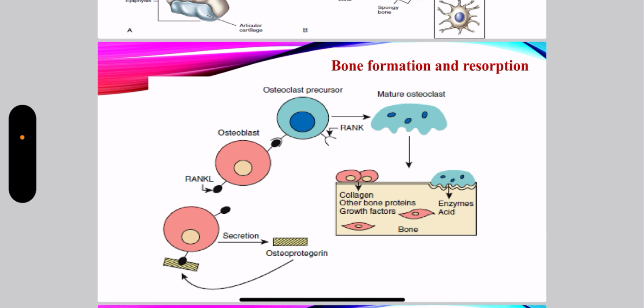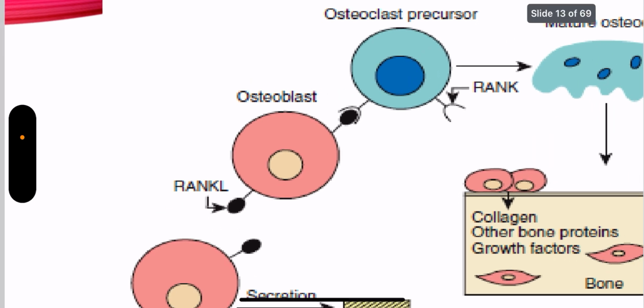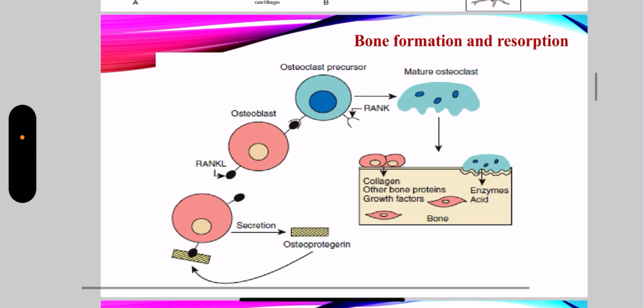So there are two terms on which you have to pay attention, RANK and RANKL. You can see in this figure. So what is RANKL? Receptor activator for nuclear factor kappa beta ligand. The stromal cells in the bone marrow, osteoblasts and T lymphocytes, express RANKL on their surface. You can see RANKL, you can see osteoblast.